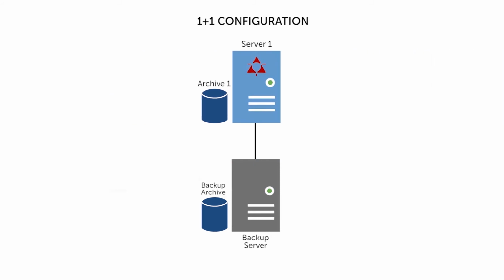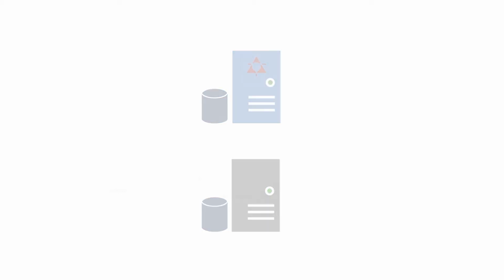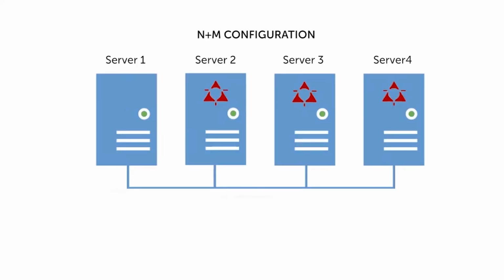1+1 configuration, one primary and one backup server, is a variation of the N+1 configuration. In N+M configuration, there are no fixed roles between primary and backup servers. Any node may function on any server. If a server fails, the node migrates to and operates on any other functioning server.